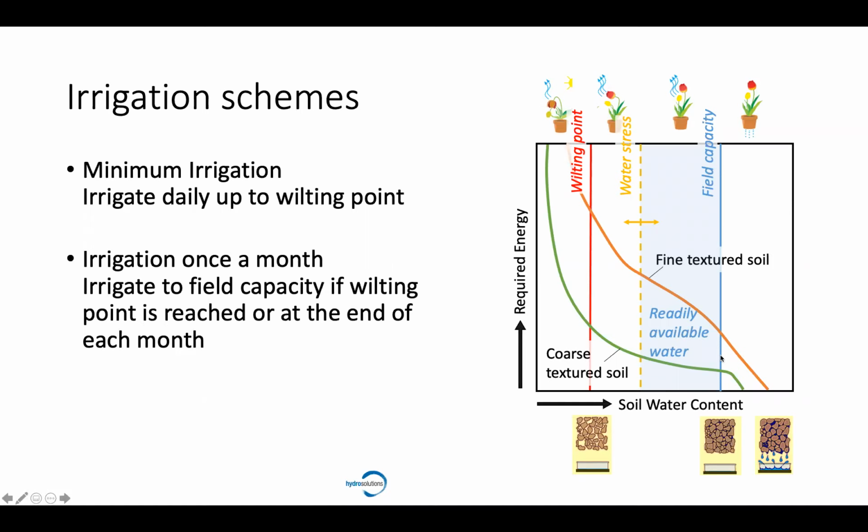It also irrigates up to field capacity at the end of each month, so every 30 days, even if the water content in the soil is not at wilting point, but somewhere in between.